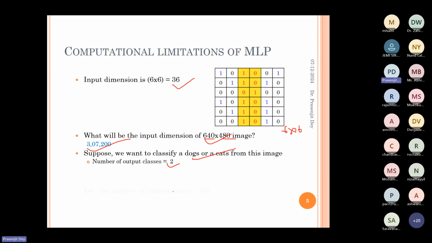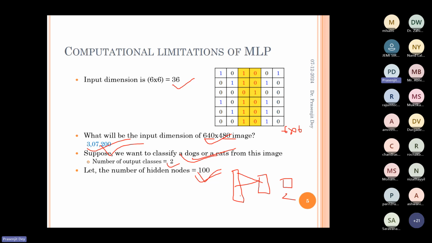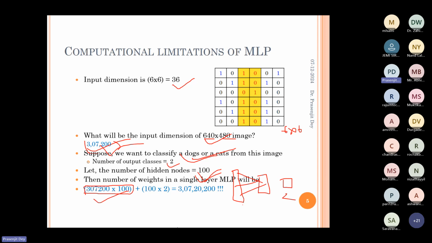So in a neural network, suppose the number of hidden nodes is 100. Basically, in the input layer, the number of nodes is 3,07,200. In the hidden layer, the number of nodes is 100. And in the output layer, there are 2 classes, so the number of nodes is 2. If there is full connectivity, this amount will be multiplied by 100. That will be the number of weights between the input and hidden layer, meaning the connecting links between all input nodes and all hidden nodes.